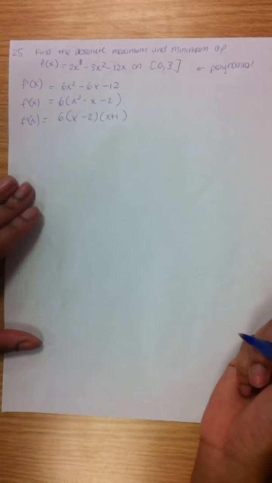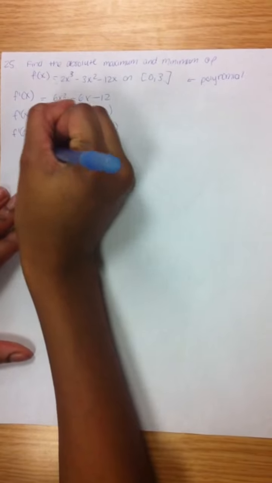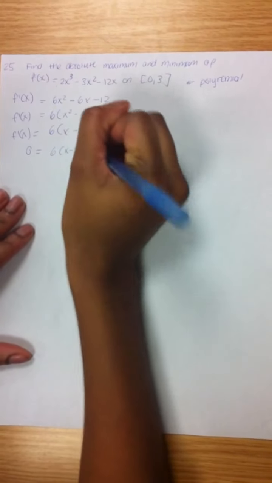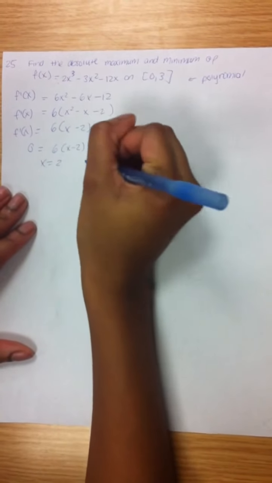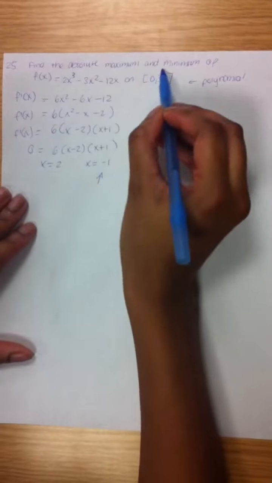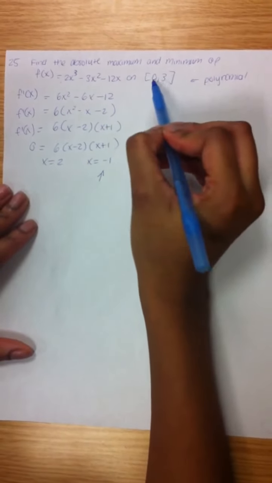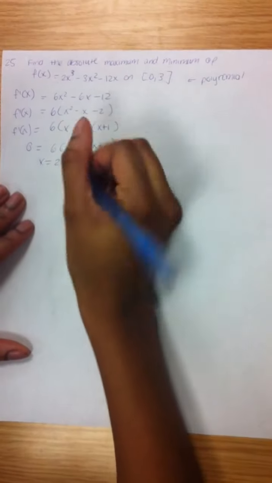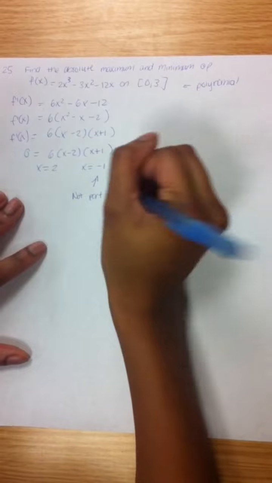Okay, so now that we know that, we're going to set it equal to 0 in order to find out the critical points. So, probably don't have to solve it out. You know that this would be x = 2, x = −1. Now, we cannot use −1 because our interval is from 0 to 3, or our domain is from 0 to 3, and −1 is not part of the domain. So we know that we cannot use −1.